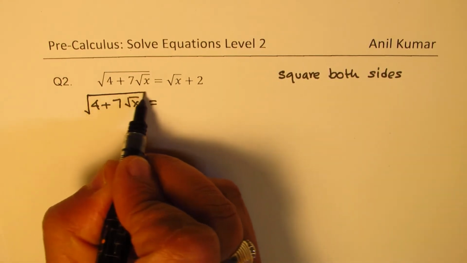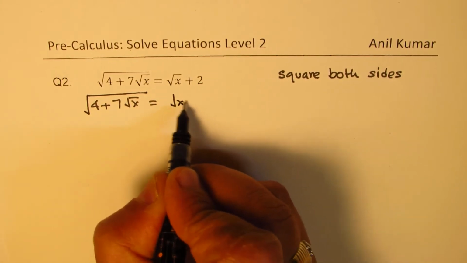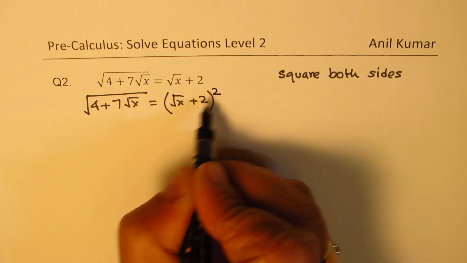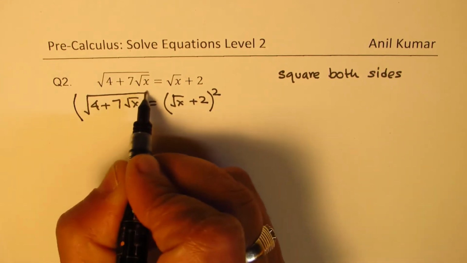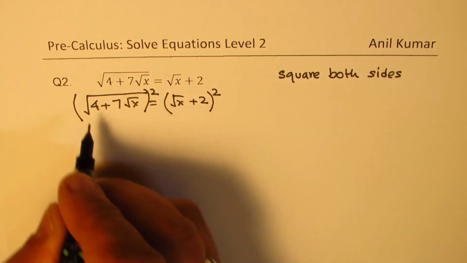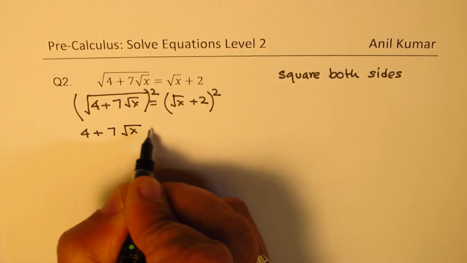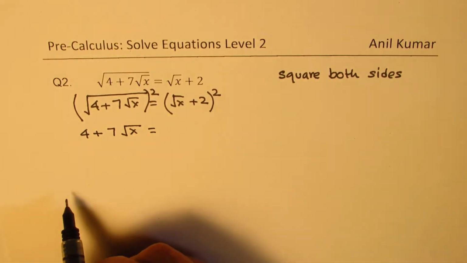We have this here, right? And we have square root of x plus 2. So what we're doing is, we are squaring both sides. So when you square, you get 4 plus 7 square root x on the left side. What do you get on the right side?